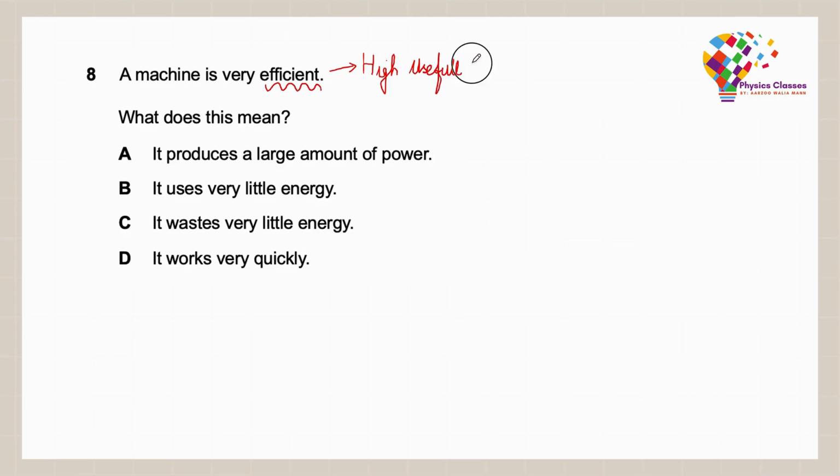So it uses very little energy. That is also something which we do not know. If you look at option C, it says it wastes very little energy. That is correct because I already told you that the useful energy has to be greater than the energy lost. So option C works well. It works very quickly. Again, that is not the correct answer because we do not know how much time it takes to work, right? We can only say that my useful energy is larger in comparison to the energy that's lost. So option C is the correct answer for question 8.